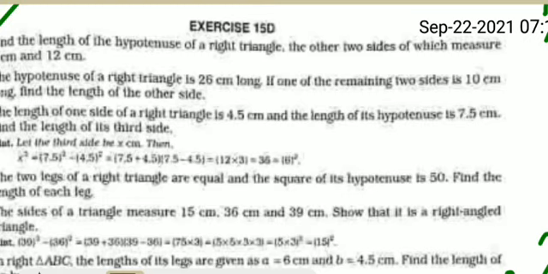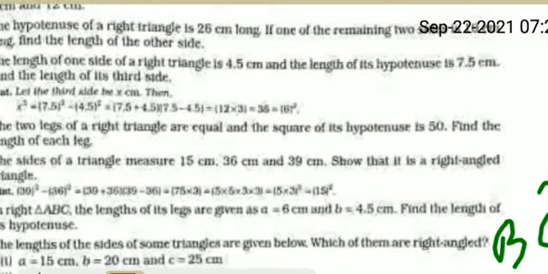Number 3, the length of one side of the right triangle is 4.5 centimeter and the length of the hypotenuse is given. Find the length of the third side. Same as question number 2. Number 4, the two legs of the right triangle are equal and the square of its hypotenuse is 50. Find the length of each leg. The two legs are equal, so let the two legs be x, x. The square of its hypotenuse is 50.